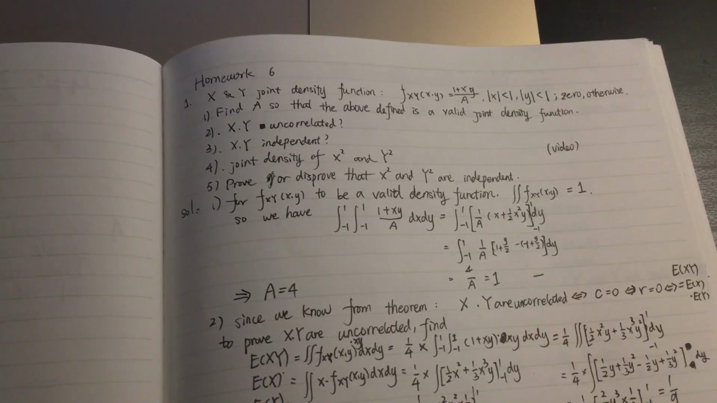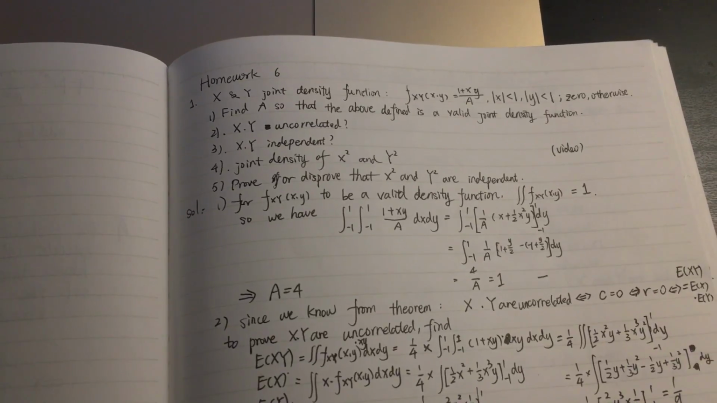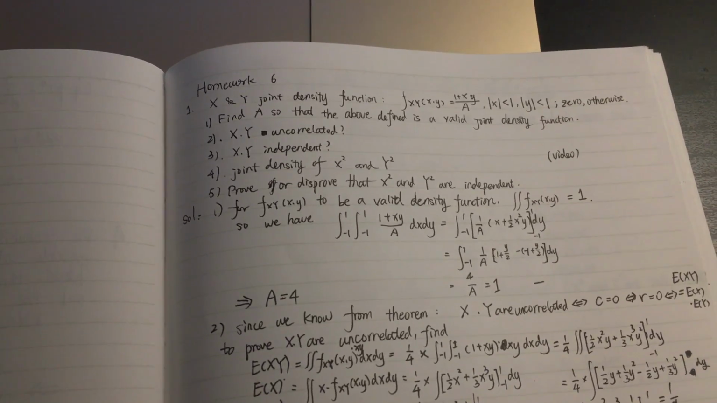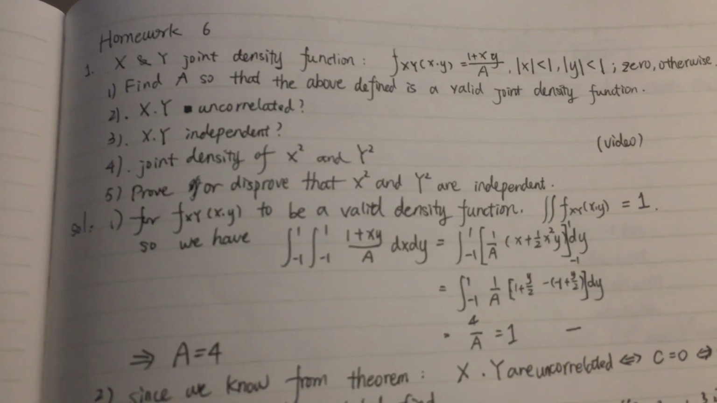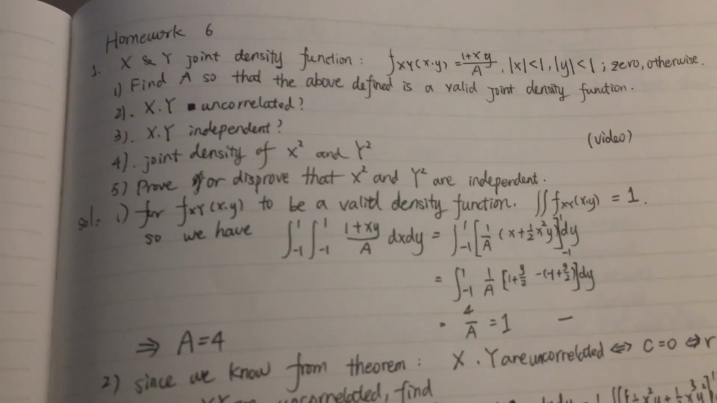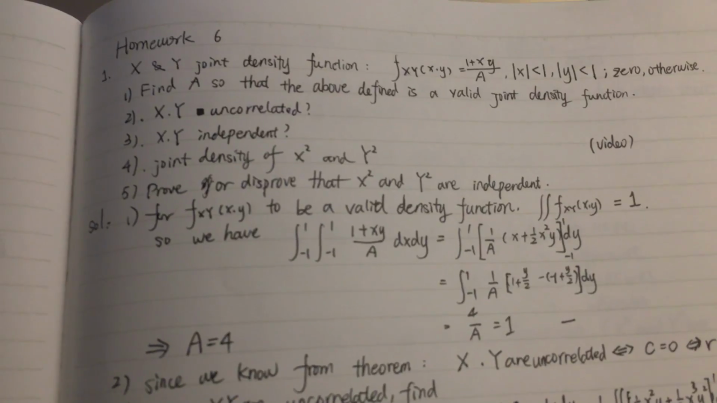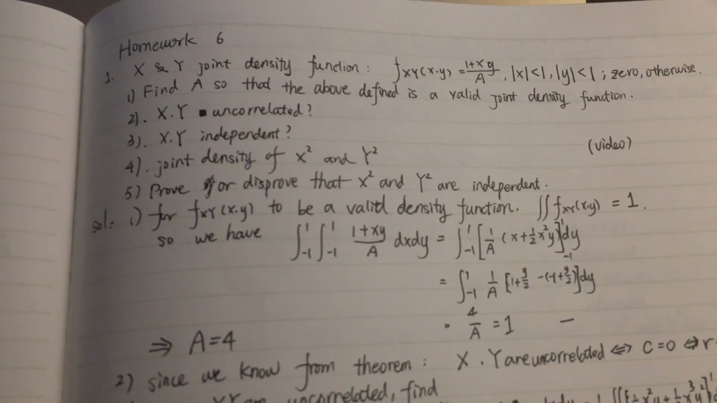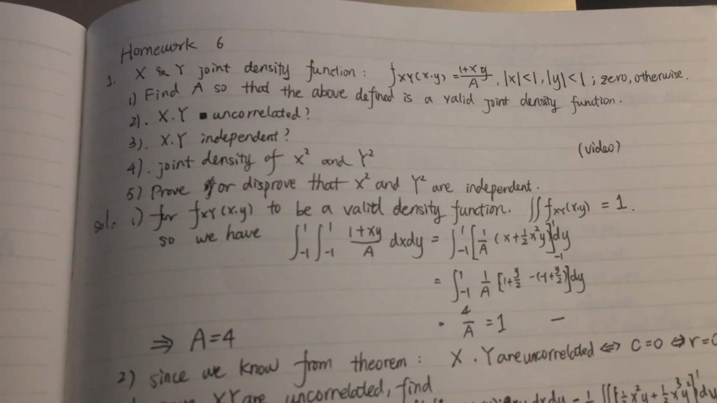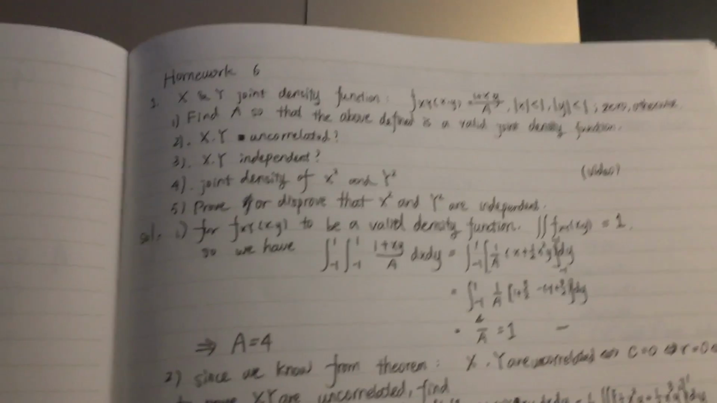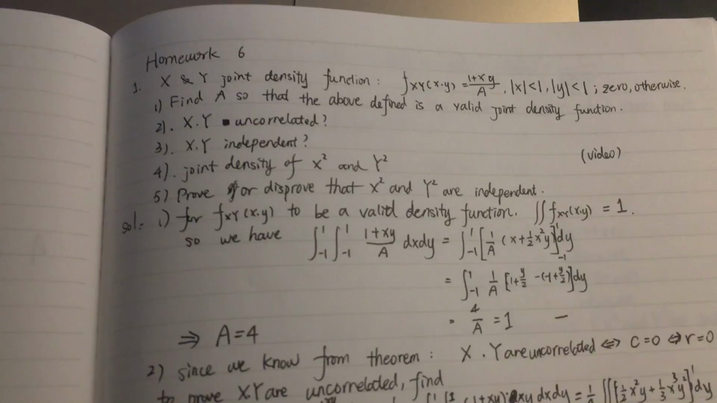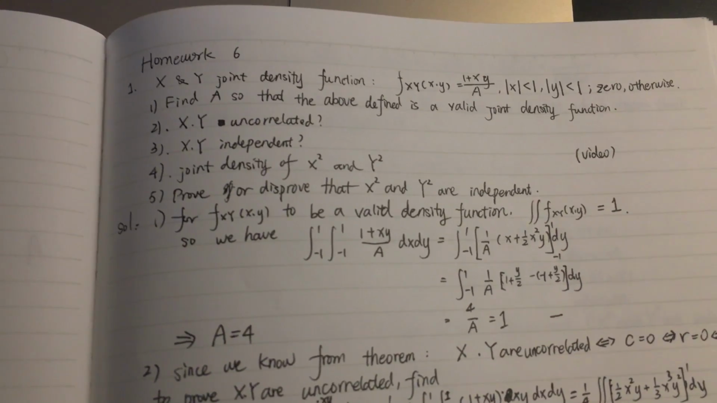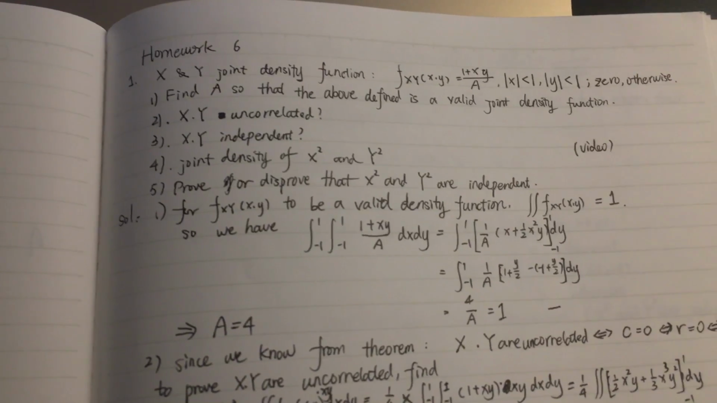We are given an X and Y joint density function f(x,y), equal to (1 + xy)/a, with the absolute values of x and y less than 1, and the function is 0 otherwise. For the first question, we need to find a so that the above defined function is a valid joint density function.